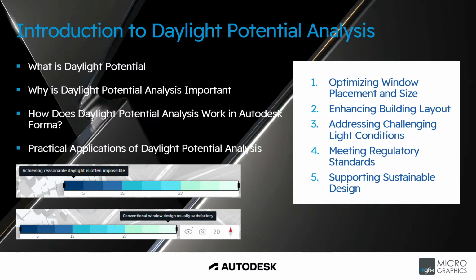Addressing challenging light conditions. The analysis results highlight areas where achieving reasonable daylight conditions may be difficult or even impossible. In such cases, designers can explore alternative solutions such as adding skylights or using reflective surfaces to enhance light diffusion.